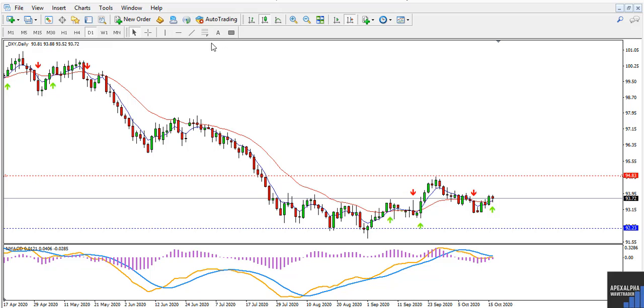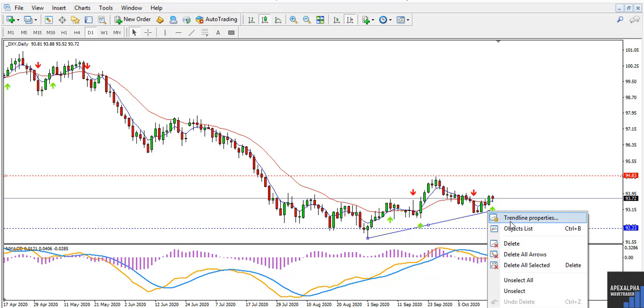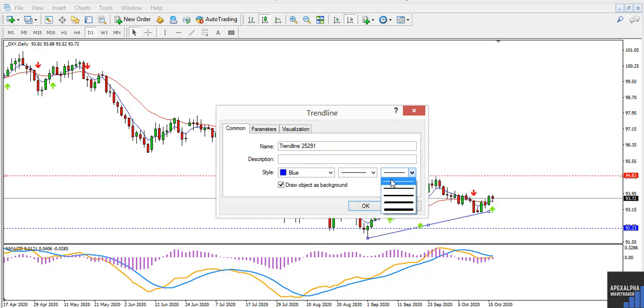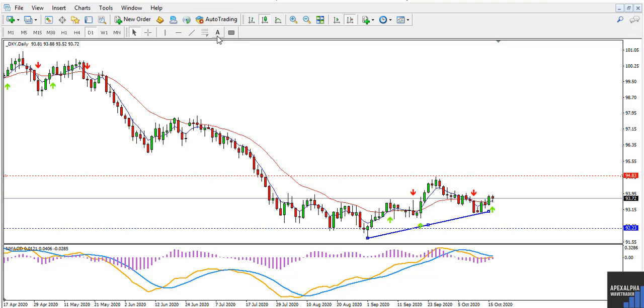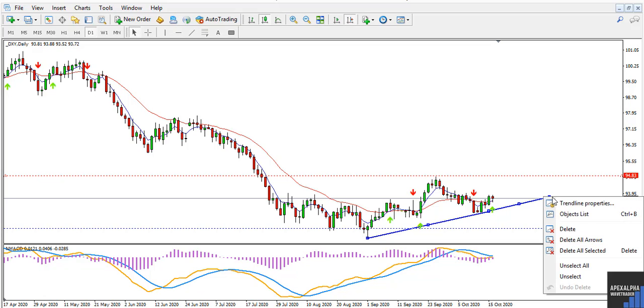Okay, so from the daily time frame, I'm going to draw my trend line now, and I need to make this a bit thicker so that you guys can see. Let's make this a bit thicker here, and just extend it a little bit into the future here.